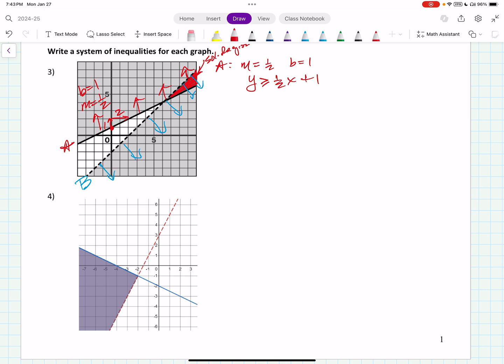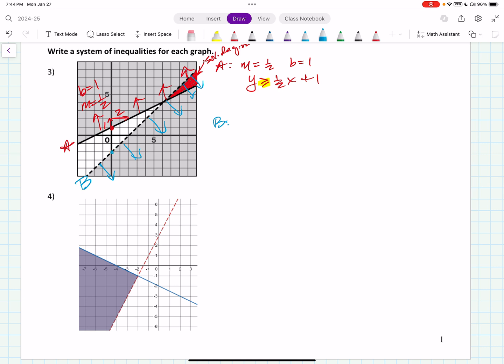Why? Because it intersects at 1 and it has a slope of 1/2. The solutions are above the line, so it's greater than. And we have a solid boundary line, so you have to have that equal to part. So again, for this inequality, above is greater than, and solid means that they could be on the line, so you have to have that equal to portion. Okay, next one here, B.